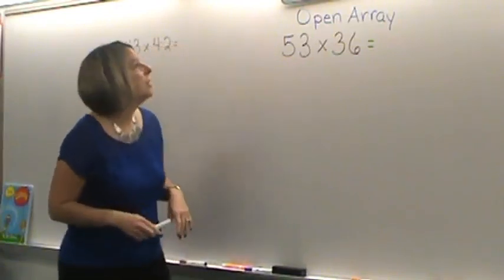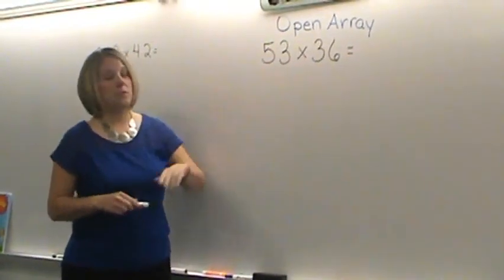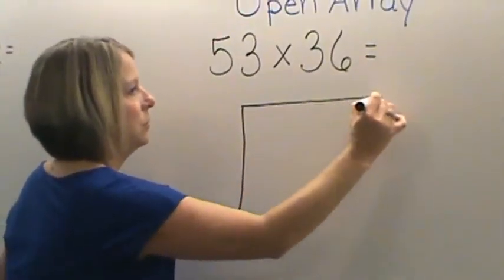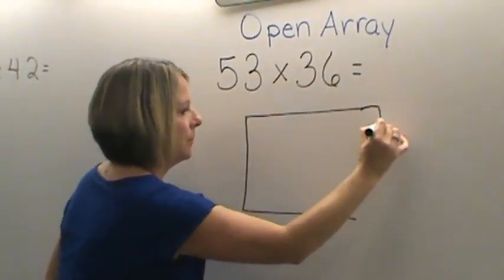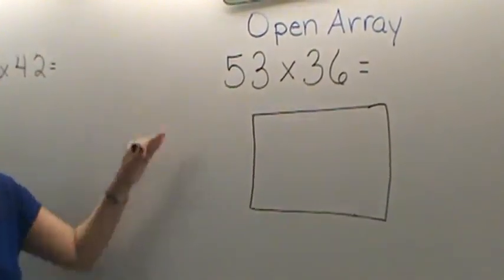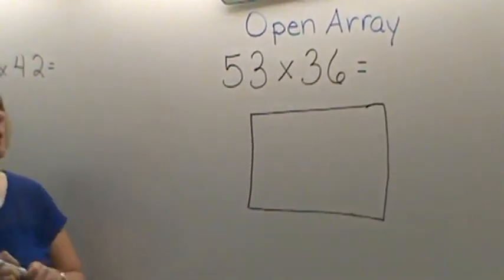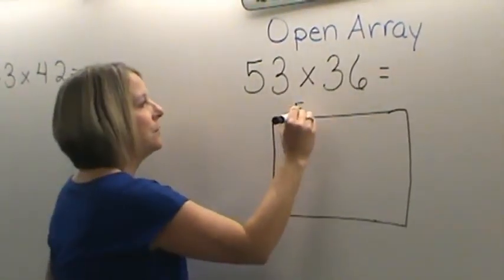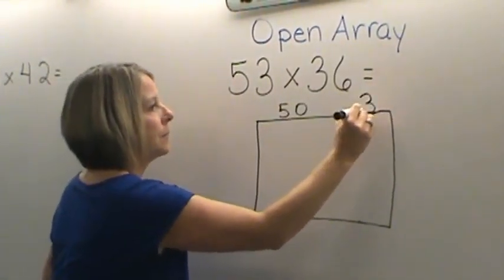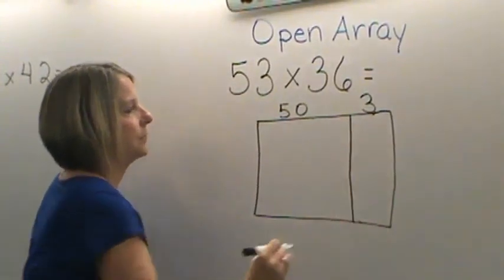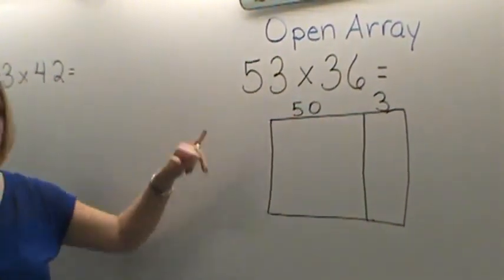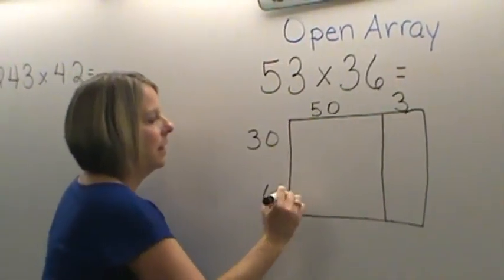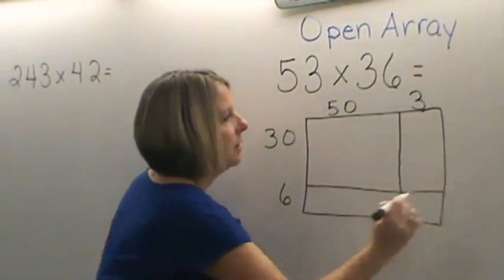So here we go. We're going to start with the problem 53 times 36. So we'll draw a rectangle, which will represent our array, and we're going to decompose 53 and 36. So 53 is made up of 50 and 3, and we're going to draw a line down. Then we're going to decompose 36 into 30 and 6, and this time draw a line across.